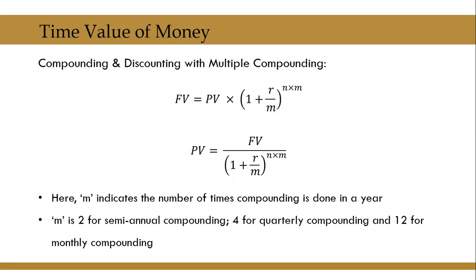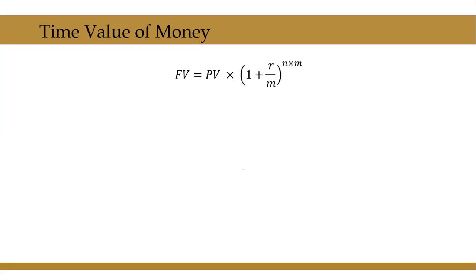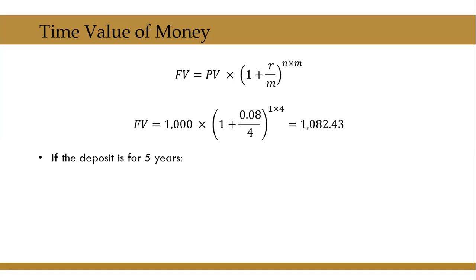That is exactly what we have done in our example also. So what we did in our example? In our example, 8% interest was compounded quarterly. Therefore, 1000 into 1 plus 0.08 divided by 4 to the power of 1 into 4. 1 is number of years, 1 year. 4 is the value of m. The amount becomes 1082.43. This is the same amount which we saw in the earlier example.